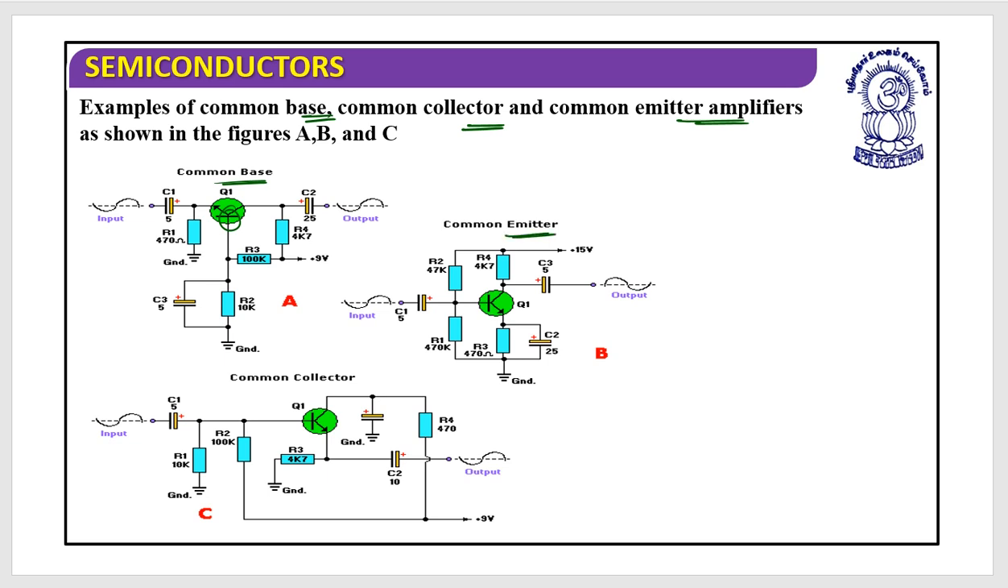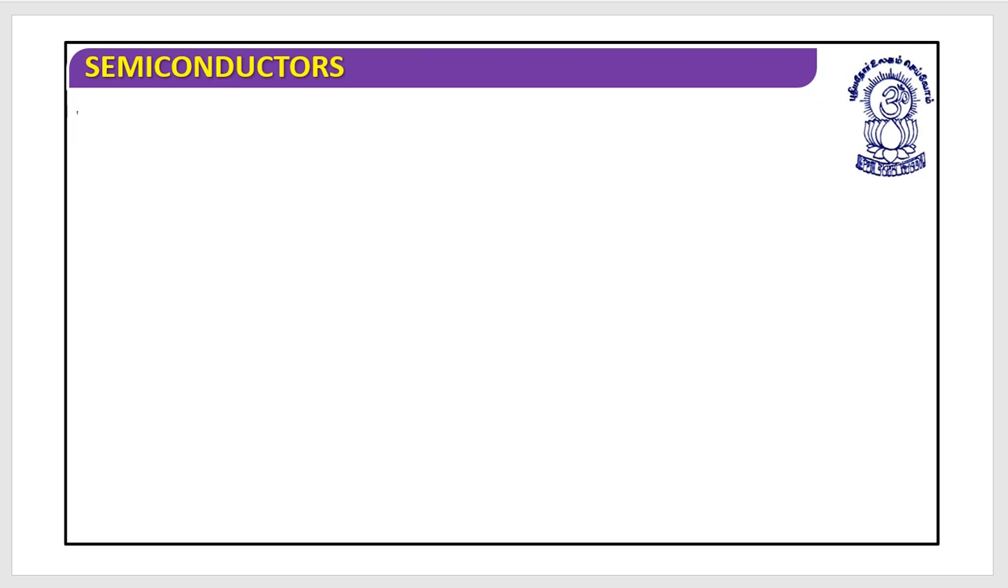Yes, so in common emitter, look at this, the emitter terminal is common on both sides. Common collector, let's have a look. This is the collector which is common to both sides. When I say both sides, I mean it is common to input as well as to output. So please keep this in mind, and let's discuss one more very important thing.